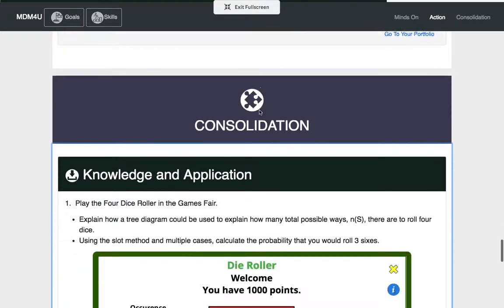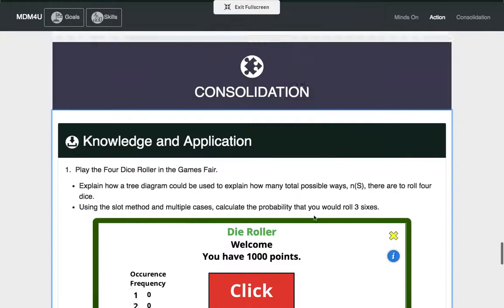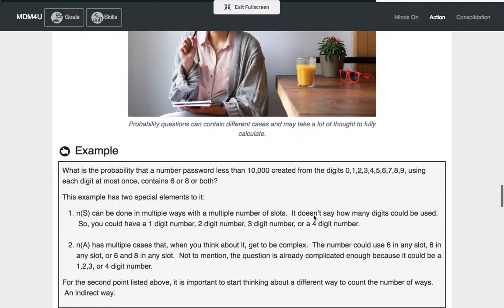And the last question is the most difficult question that I'm not going to really help you out with because I want to see if you truly understand it. It says, what is the probability that 2 teachers occupy 2 of the 3 middle slots? But again, it's very similar to the factor question that we just discussed.